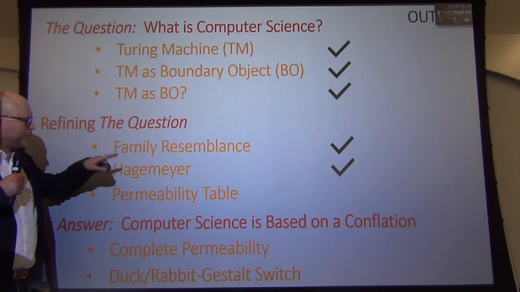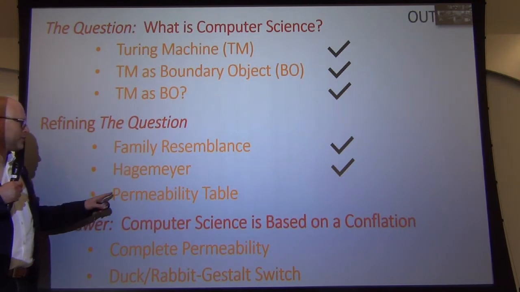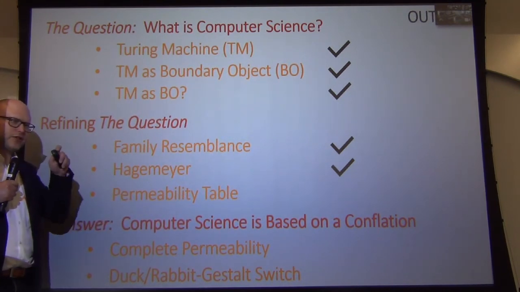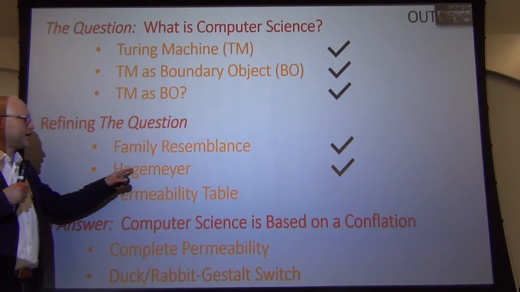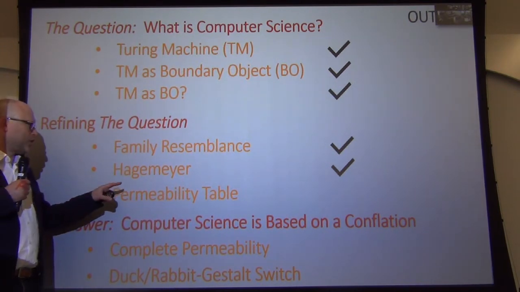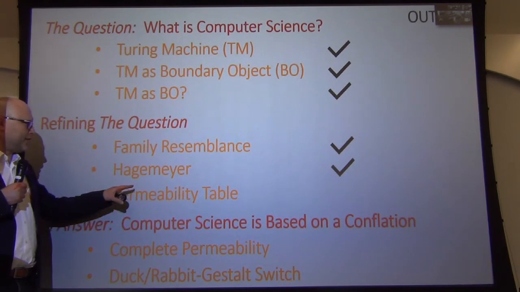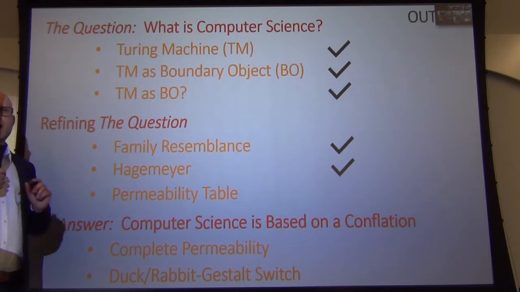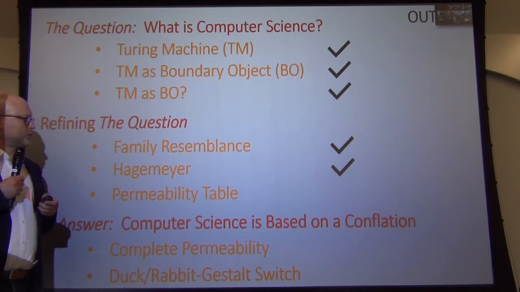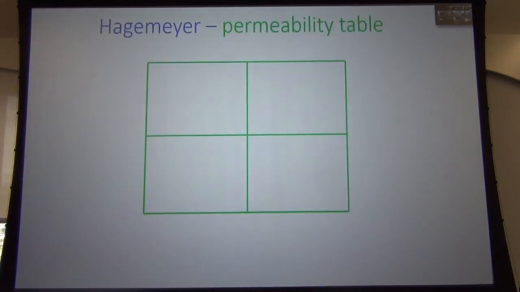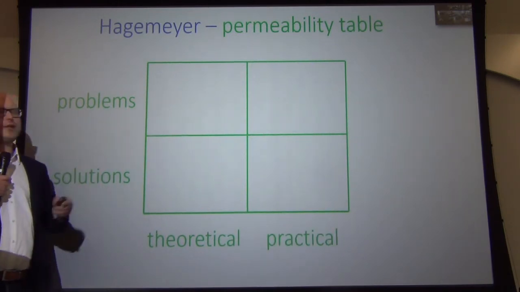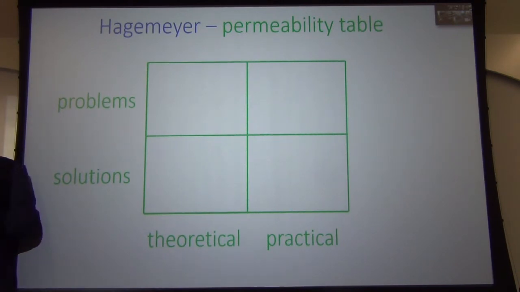So that's Hagemeyer, but now we want to mutate or modify his statement many times by means of a permeability table, so that we actually get a long list of very specific statements. The first statement is actually Hagemeyer's original statement, but all the other statements are obtained by mutating the original one. And that long list of statements obtained in this way is actually family resemblance explicated in the context of computer science. So we have a permeability table with problems, solutions, theoretical, practical. This is some hand waving I'm doing here. You can fill this in many ways, and then you get a long list of statements.